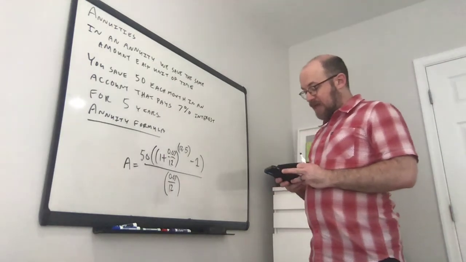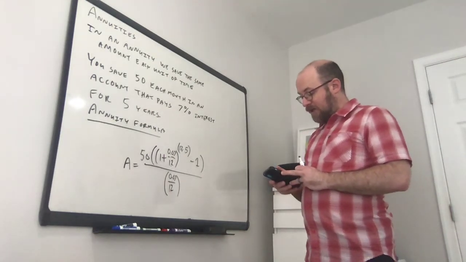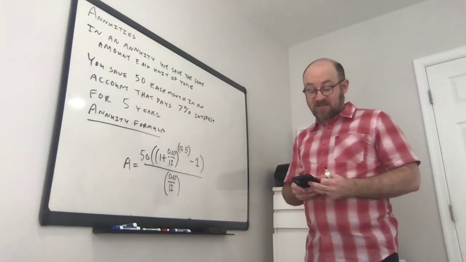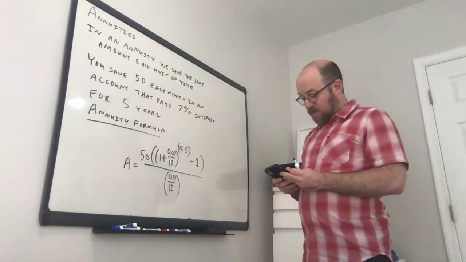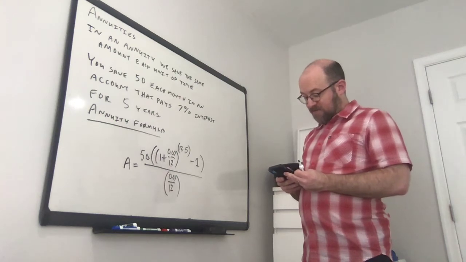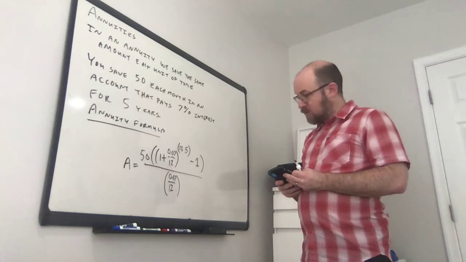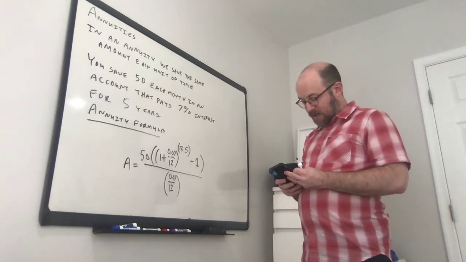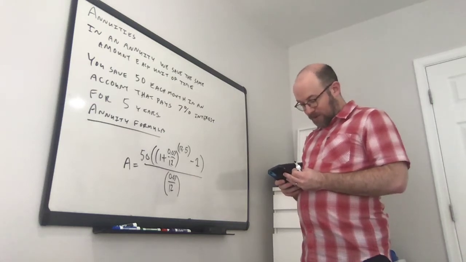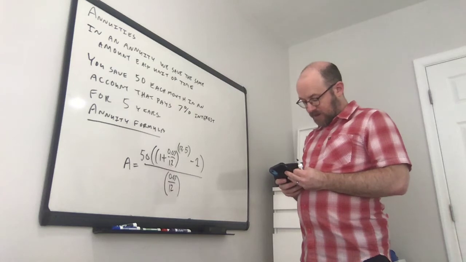Again, like I said, putting this into the calculator can be really challenging. Make sure you use lots of parentheses. So we've got parentheses, 50 times, both of these parentheses, 1 plus 0.07 divided by 12, raised to the 12 times 5 power, put parentheses around the power, minus 1, divided by 0.07 divided by 12.